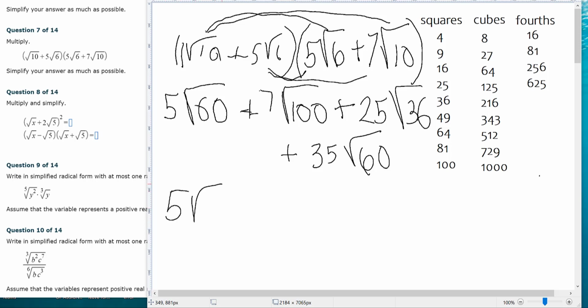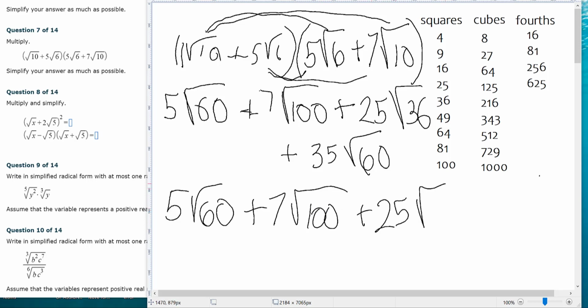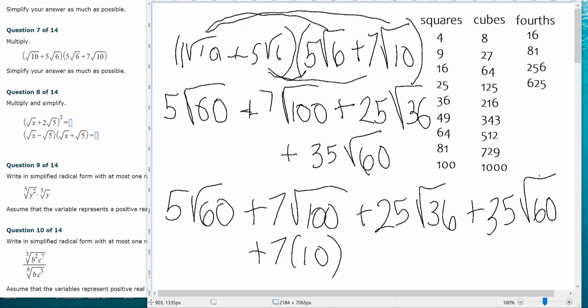5 square root of 60 plus 7 square root of 100 plus 25 square root of 36 plus 35 square root of 60. Now I'll do the easy ones first. The square root of 100 is 10, so that's going to be 7 times 10. And the square root of 36 is 6, so that's going to be 25 times 6.